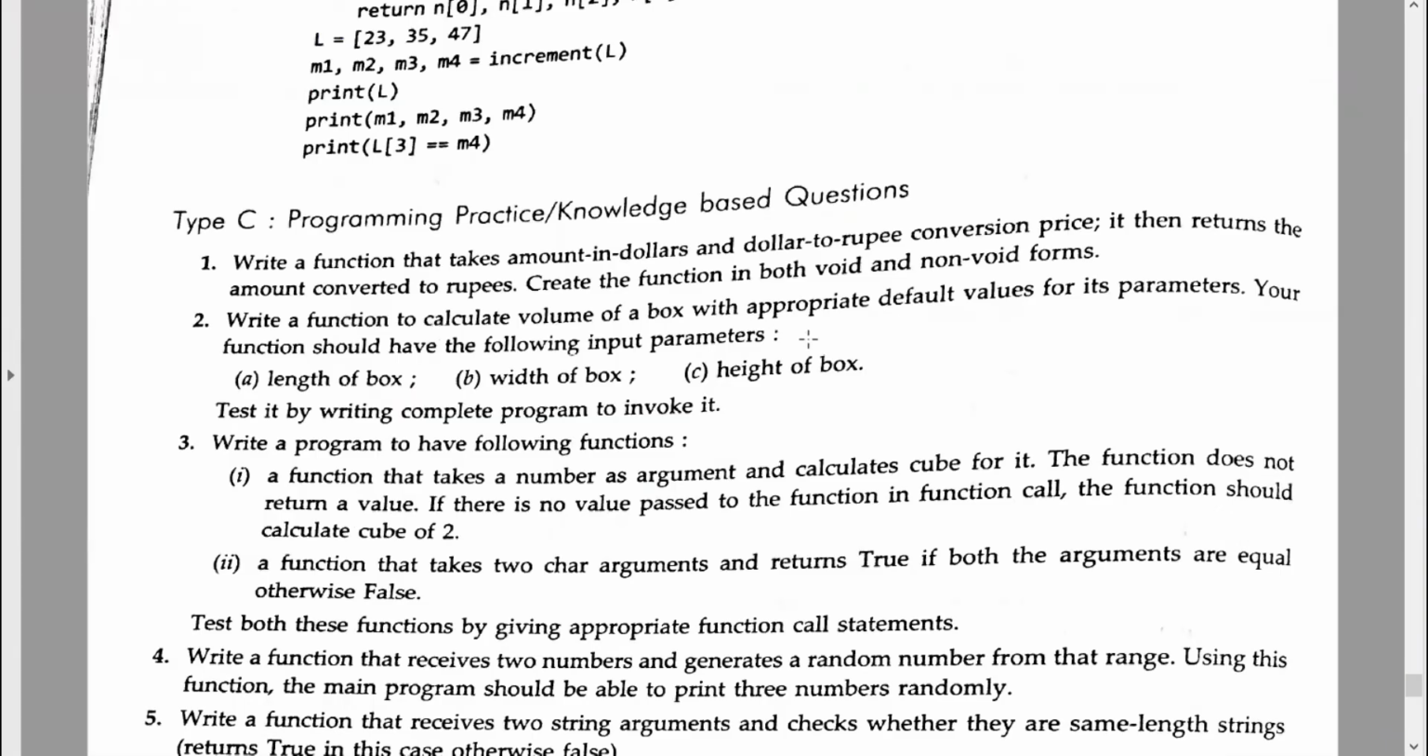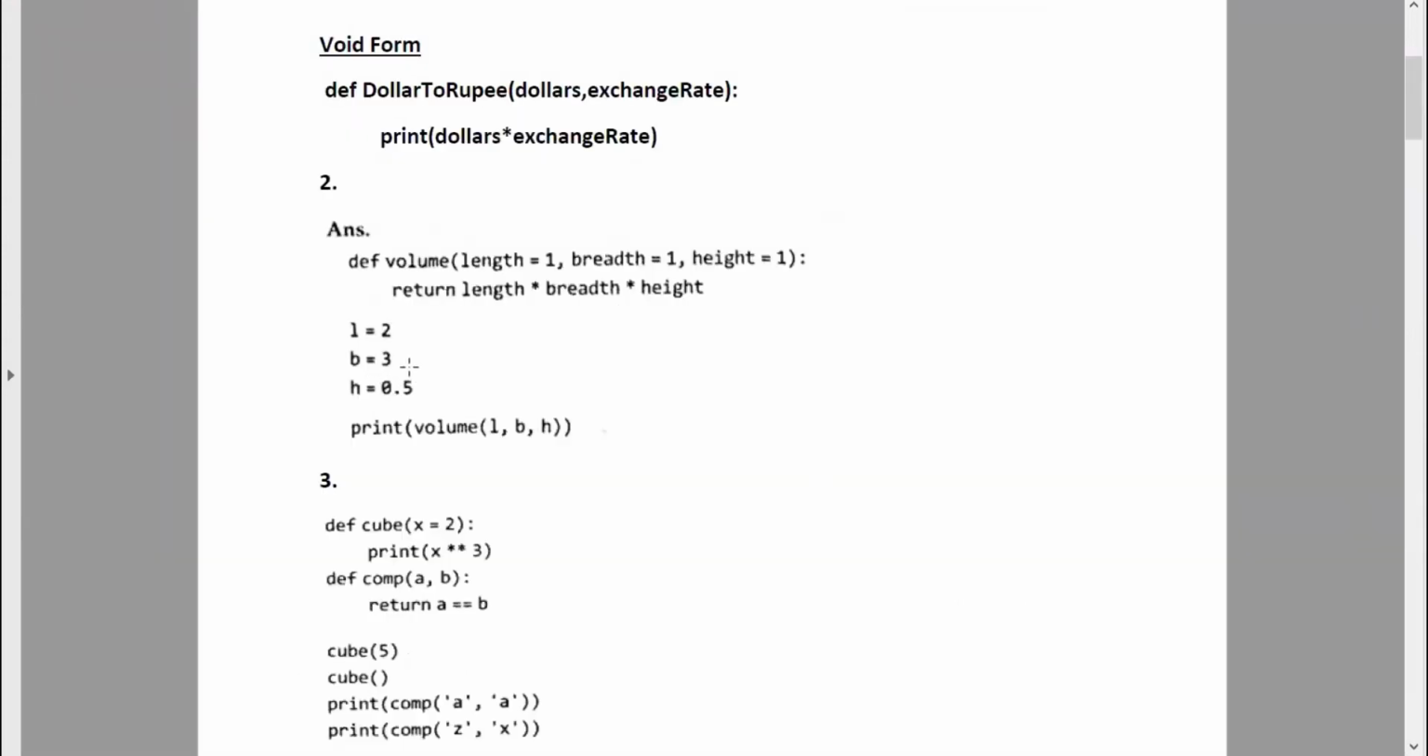Write a function to calculate volume of the box with appropriate parameters. Your function should have the following input parameters and test it by writing a complete program: length, width, and height. So here, length, width, and height must be passed as parameters, and we have to find the volume. B and H, we can have some initial values, and that can be passed as a parameter to the volume function. Even if the values are not passed, these are some extras I have just given. Even without writing these default values also, you can have this volume function. You need to know what must be passed as the parameter to the function and what is the return value. The multiplication of all the three values is going to give you the volume.